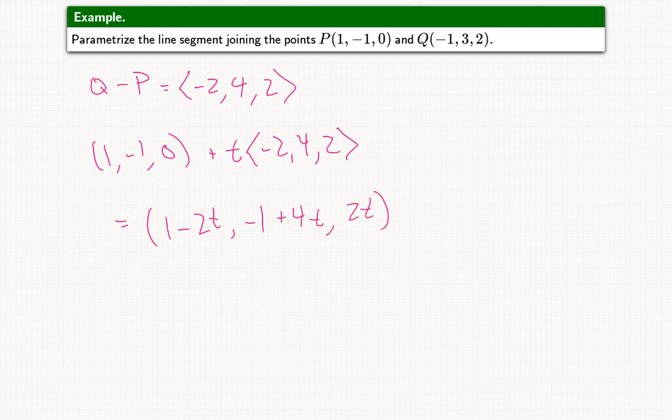In either case, the domain of t is now just between 0 and 1, or another notation for that is this closed interval, 0, 1.